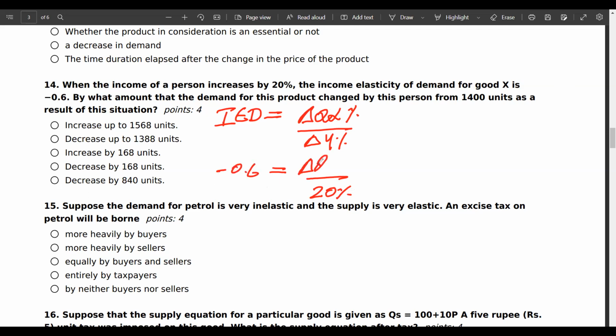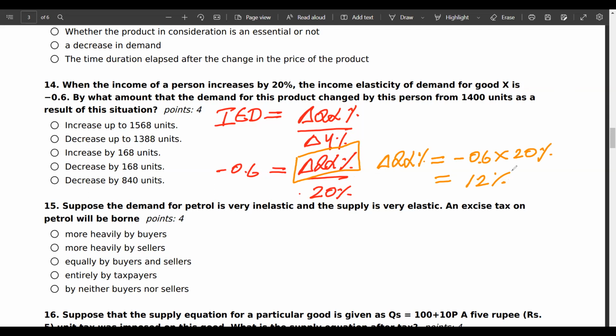What we didn't know is what's the percentage change in quantity demanded. Now to find that, what did we do? We made this percentage change in quantity demanded the subject. That way we ended up with percentage change in quantity demanded equals minus 0.6 into 20%. That got us that percentage change in quantity demanded is 12%. We got this.